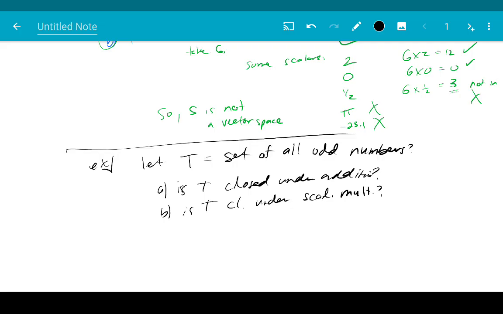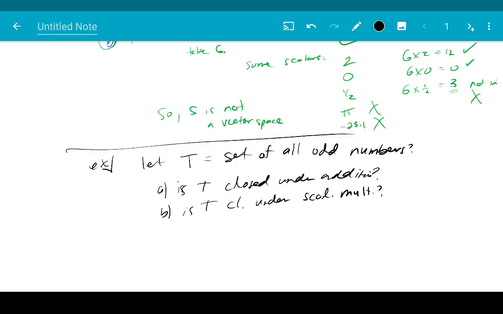Just think about it. You can either write some things down, and a lot of these are just basic logic. Take any two things in T, odd numbers, right? So things like 1, 3, 5. If you add them together, in order to be closed under addition, it would have to be the case that whenever you add odd numbers together, you have to get another odd number, because you have to land back in the set T. Well, what do you think?